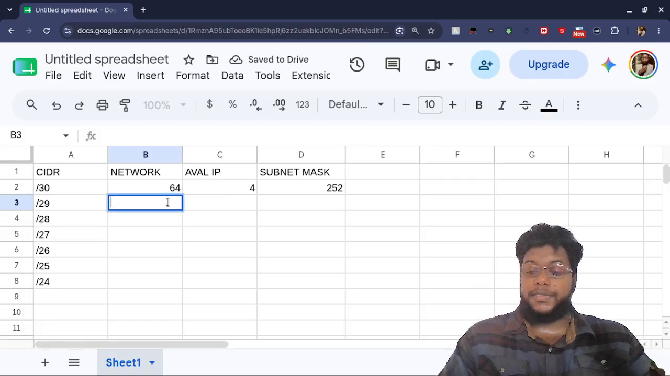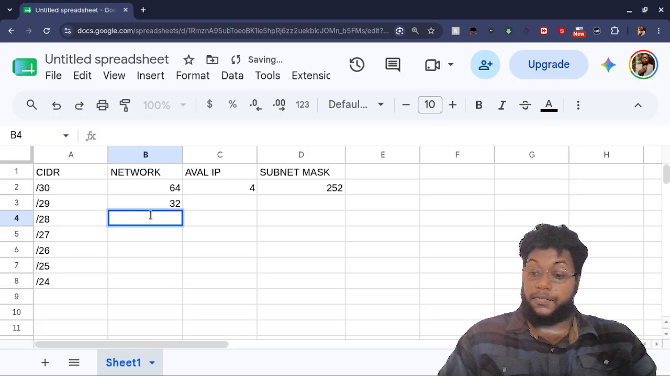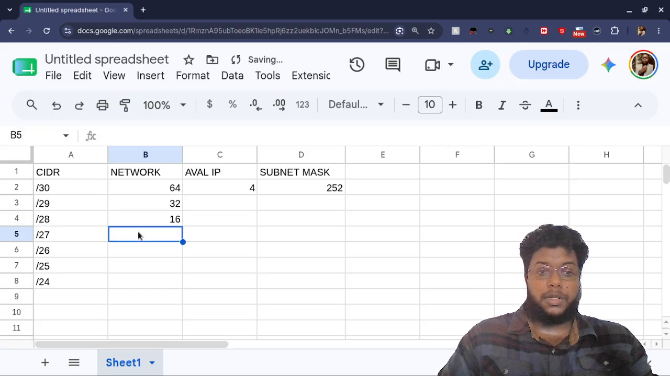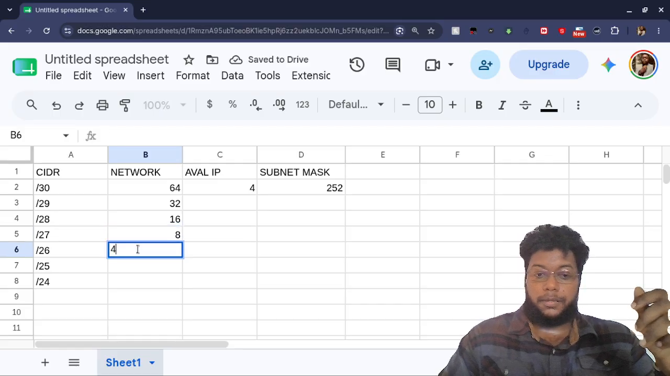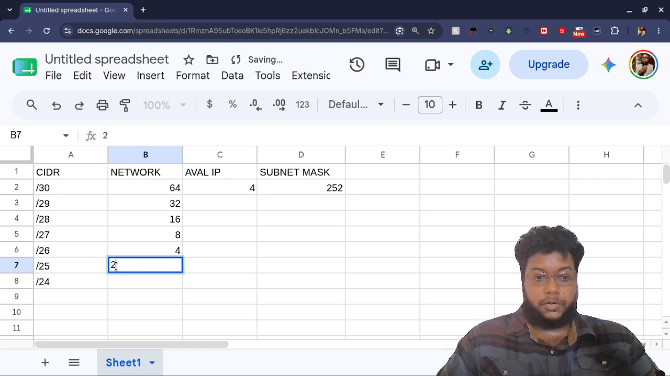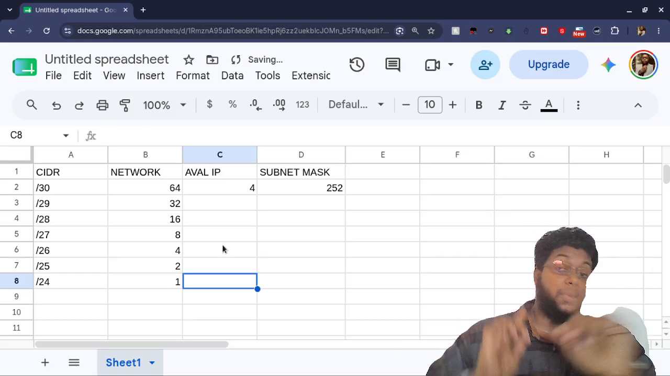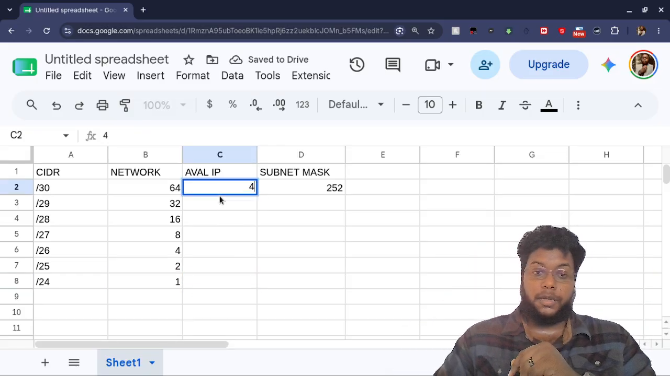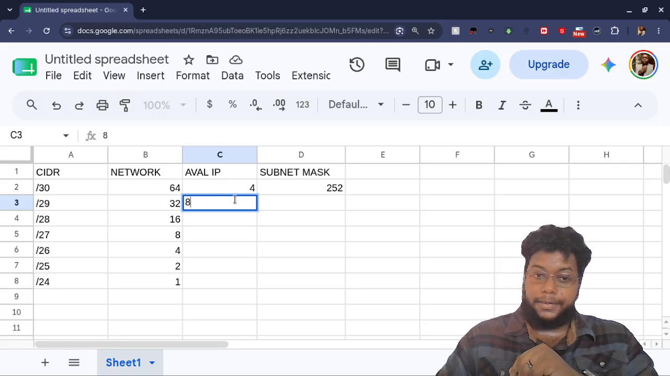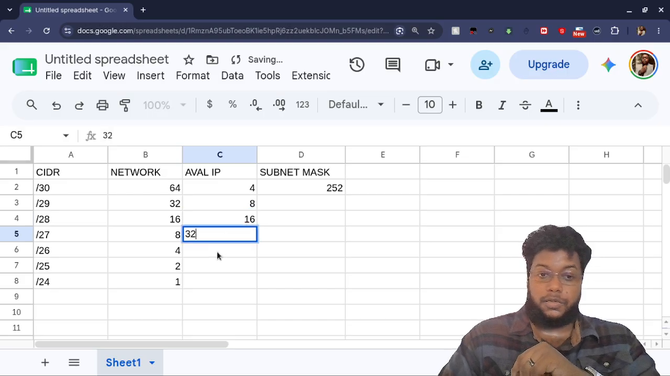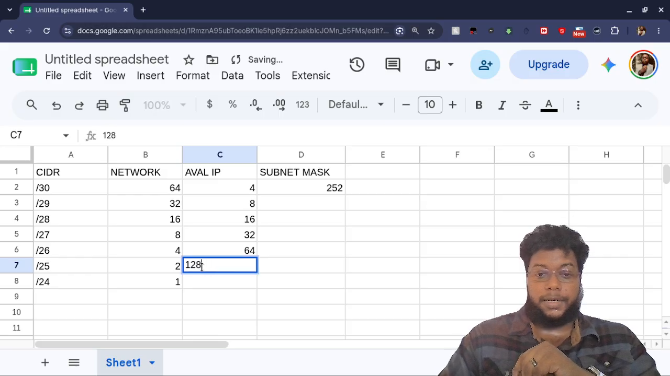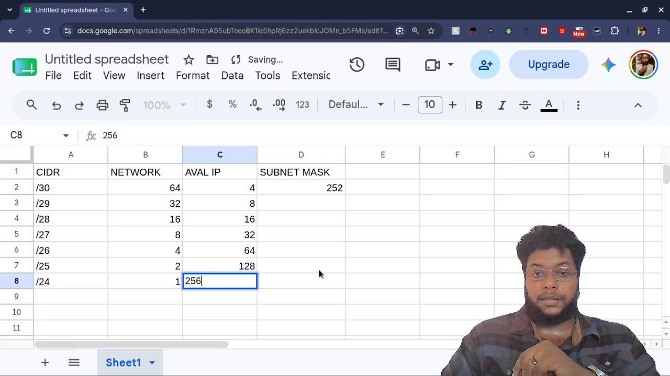64. What comes before 64? 32. What comes before 32? 16. What comes before 16? 8. What comes before 8? 4. What comes before 4? 2. And what comes before 2? It's 1. Now, we're going to do the same thing, but we're going to be counting upwards when it comes to 4. What comes after 4? 8. After 8, 16. After 16, 32. After 32, 64, 128, 256, right?